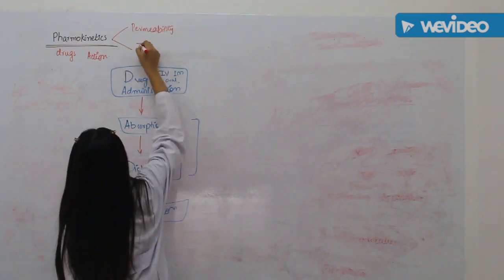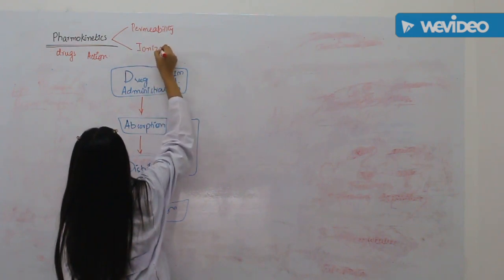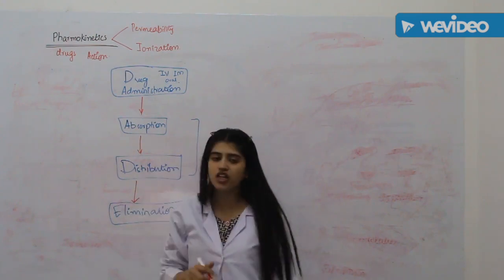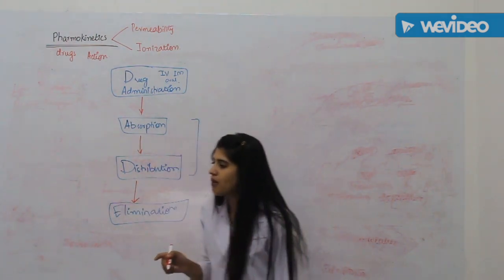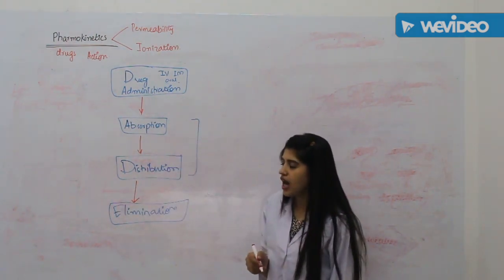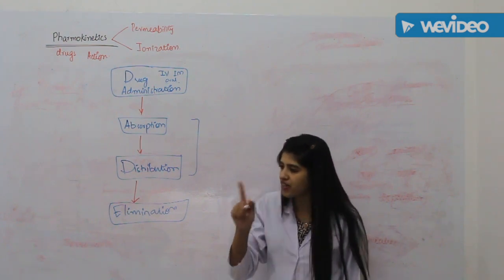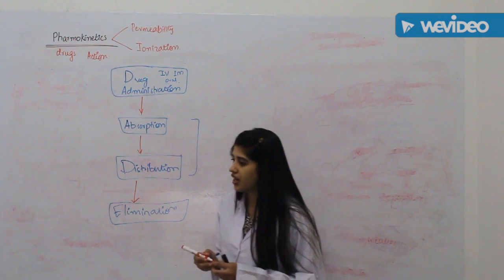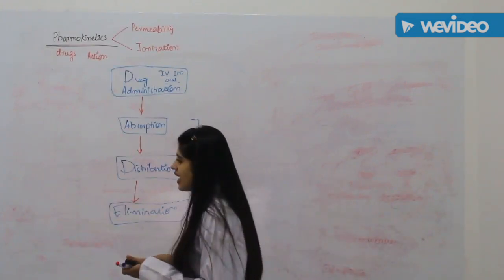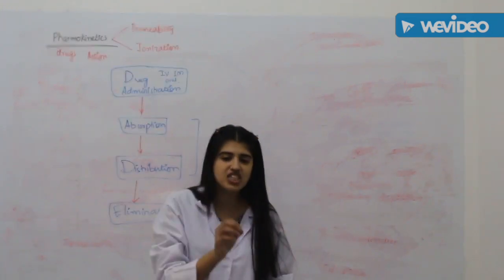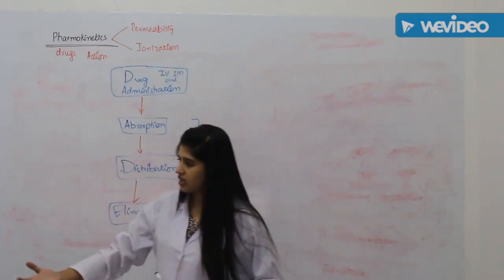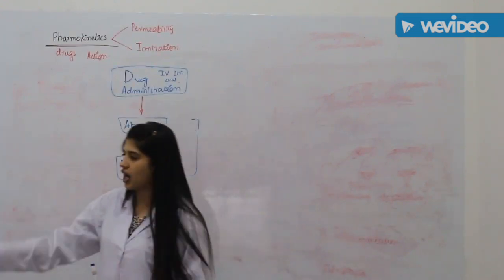And ionization. For the drug to work, you must know how permeable the membranes are, how much the solubility is, how much the concentration is, how much the effect is. And ionization means the charged particles. How much the drug is ionized means how much the drug is charged.